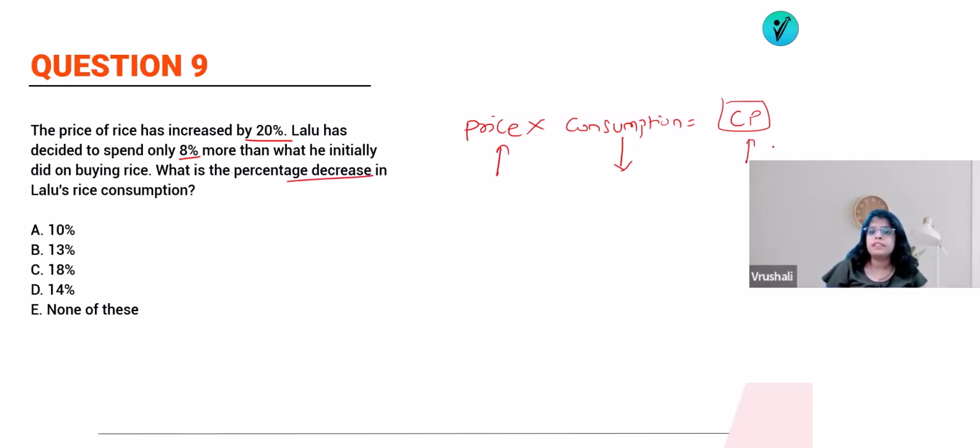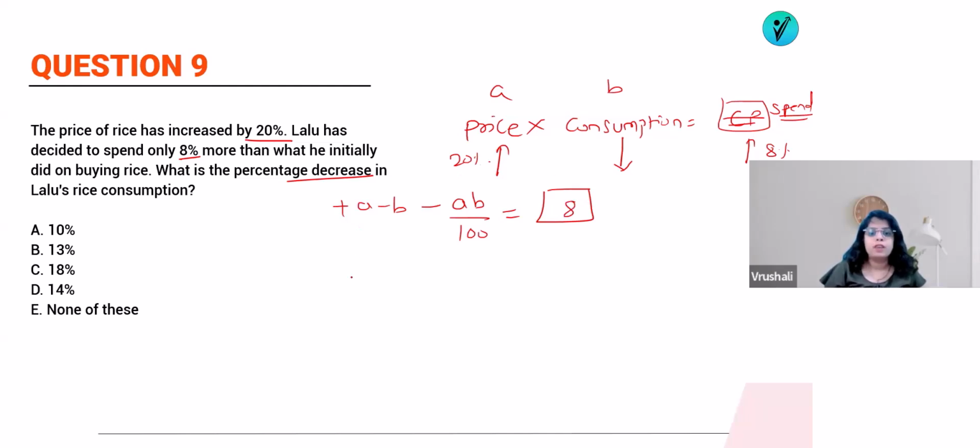So the money spent has been increased by 8%. The price has been increased by 20%. Whenever such things happen, this is A, this is B, so A plus B plus AB by 100 gives the overall change. The overall change is 8%, as we know. So we can say plus 20 minus x minus 20 into x by 100 is equal to 8. Suppose this is the x percentage.